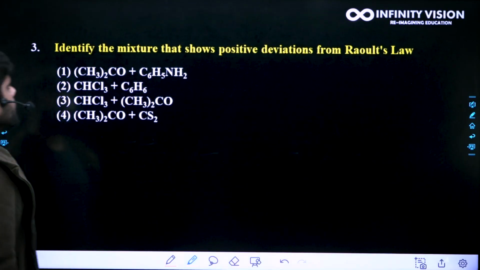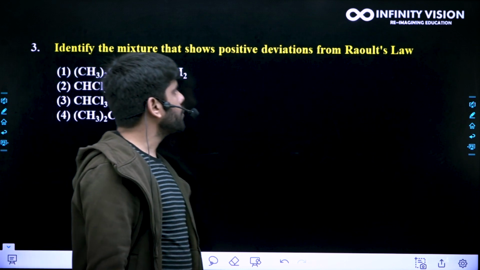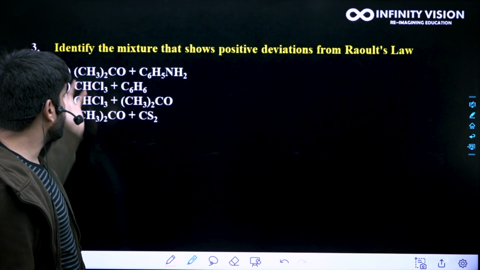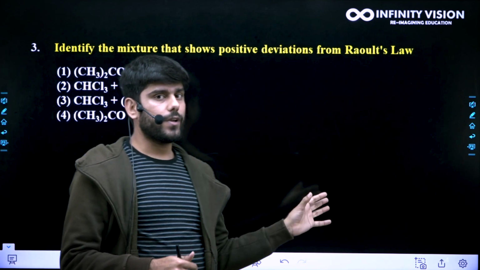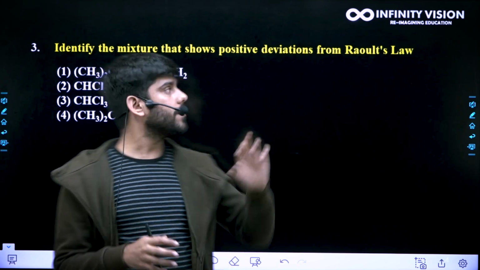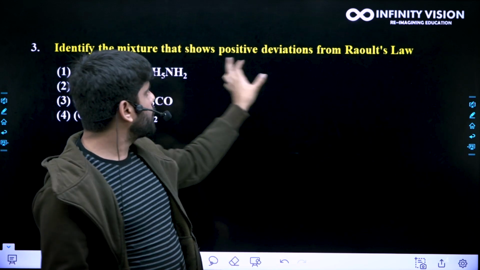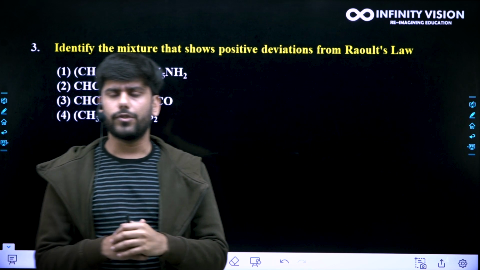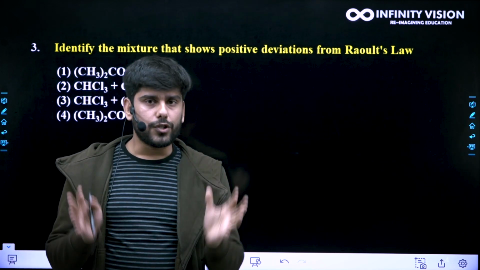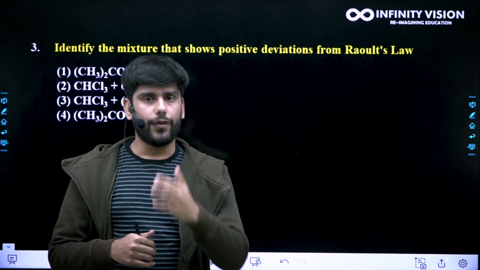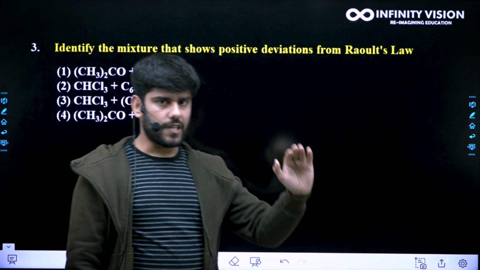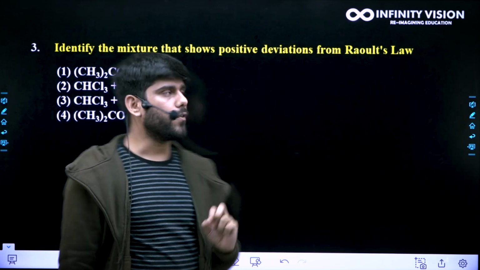The next question is, identify the mixture that shows positive deviations from Raoult's law. Let's look through the options. There are 4 options. Now, before we look at the options, we should know what mixtures show positive deviations from Raoult's law. Now, we are all aware of the non-ideal solutions, the solutions which do not follow Raoult's law over the entire range of concentration. There are solutions which show positive deviation and negative deviation from Raoult's law.